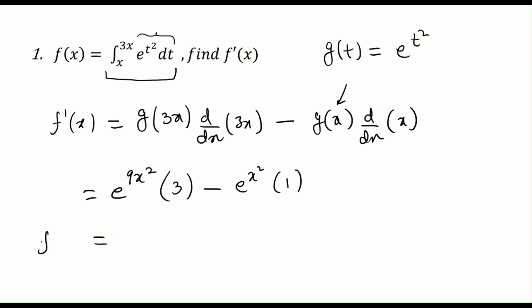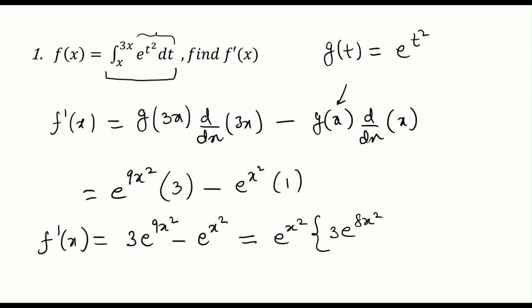So we have the derivative of f, that is f dash x, equals thrice of e raised to the power 9x square minus e raised to the power x square. If you want to simplify it, it's not necessary, but we can simplify it by taking out e raised to the power x square as the common factor, but the result is not really that simplified. So this is what we are getting, the derivative of function of x. Very simple to calculate using the Leibniz theorem.